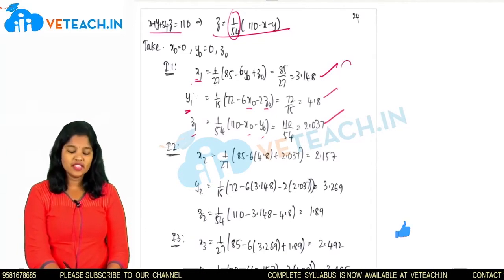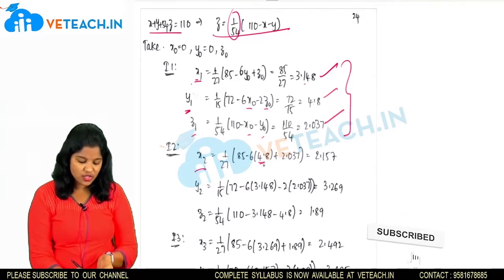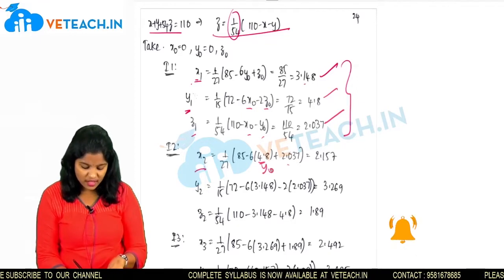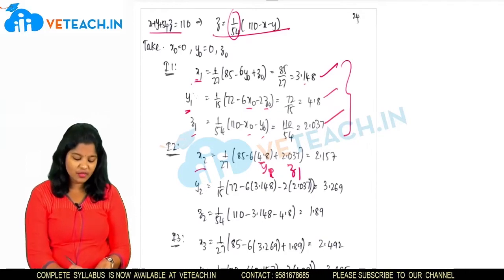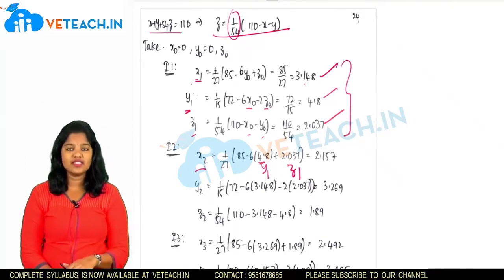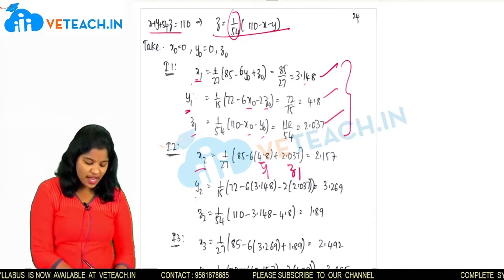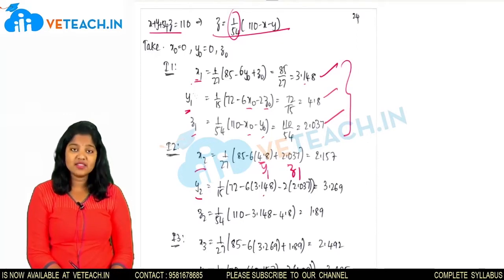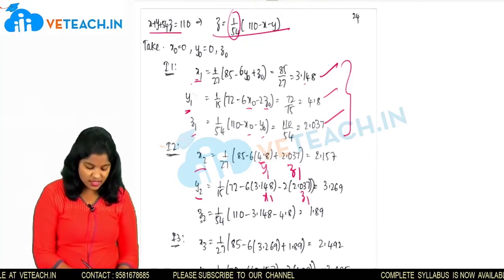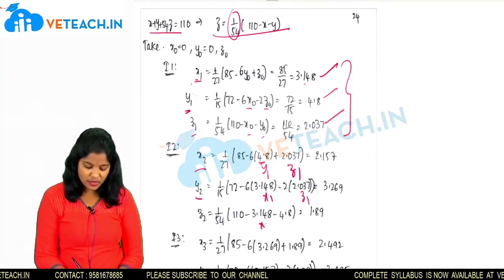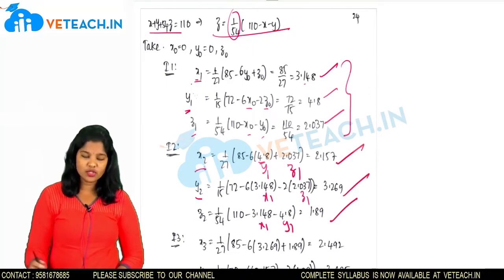For the second iteration, take these as initial values and do the calculation. Consider the basic initial equations. If you are calculating x2, in place of y and z, put y1 and z1. If you are calculating y2, in place of x, substitute x1 and in place of z, substitute z1. If you are calculating z2, in place of x, substitute x1, in place of y, substitute y1. You will get x2, y2, z2 values.